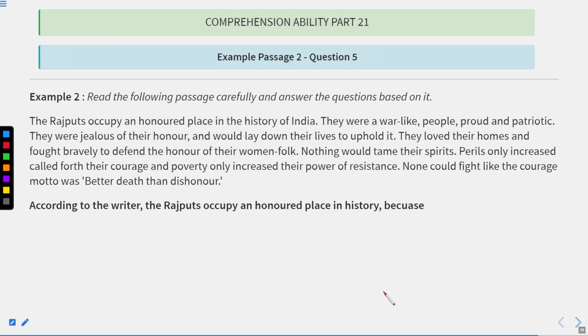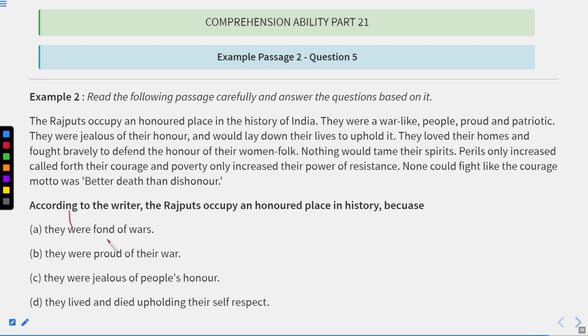Now let us move to the next one. The next question is: according to the writer, the Rajputs occupy an honored place in history because, why do they acquire this place? A, they were fond of wars. B, they were proud of their war. C, they were jealous of people's honor. D, they lived and died upholding their self respect.